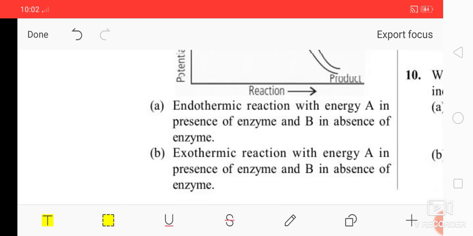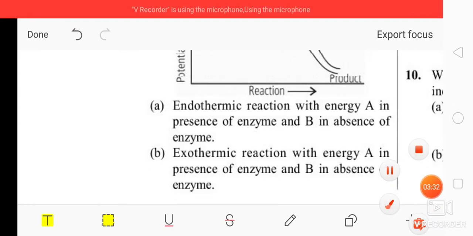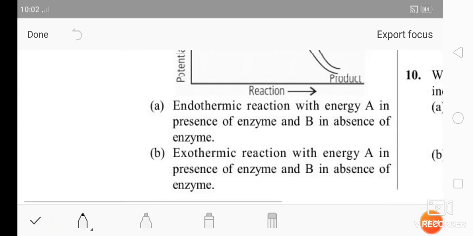And the correct option for this question is option B, which is exothermic reaction with energy A in presence of enzyme and B in absence of enzyme.